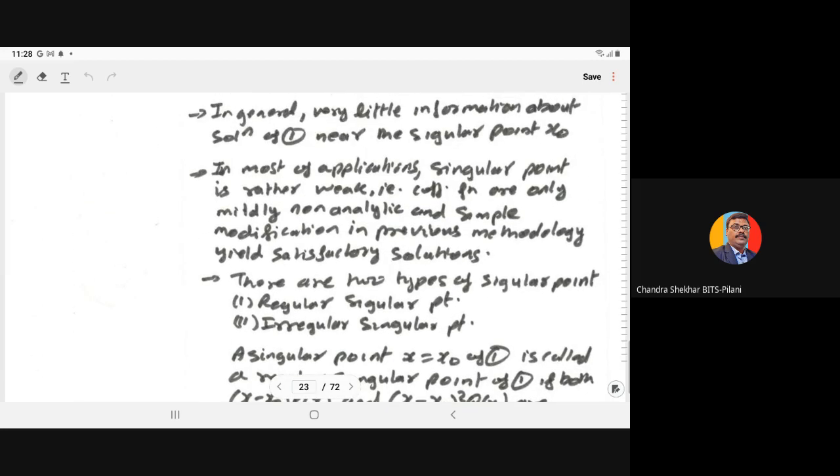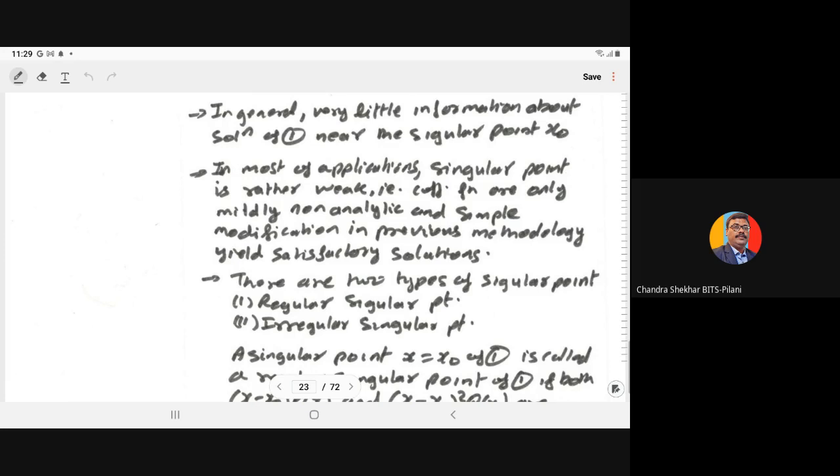So in general, very little information about the solution near the singular point we can tell. Right? Means very few can be solved by this method. 1 upon x square is a known function, you can tell something about 1 upon x square. But there are so many elementary functions for which it is not easy to tell where it is bounded, where it is not defined. So in that case, we have to go with another approach.